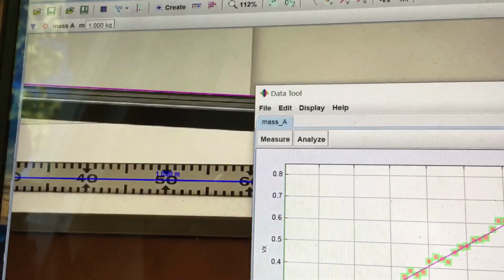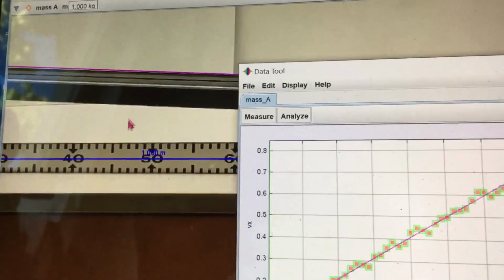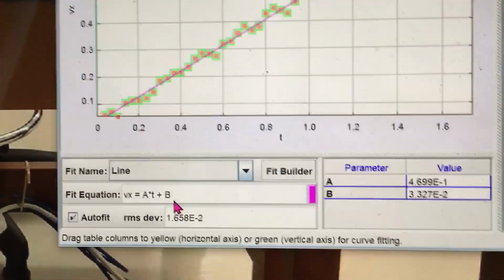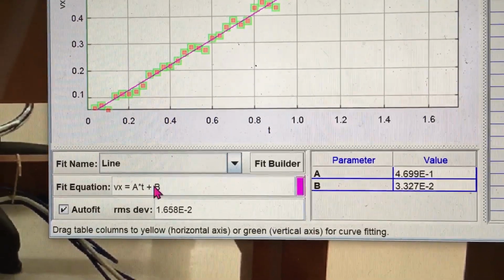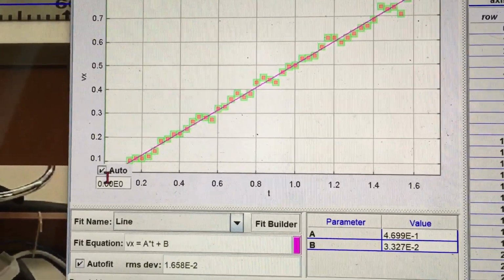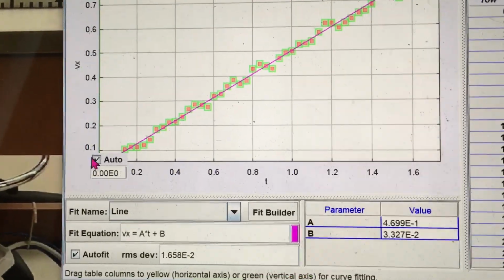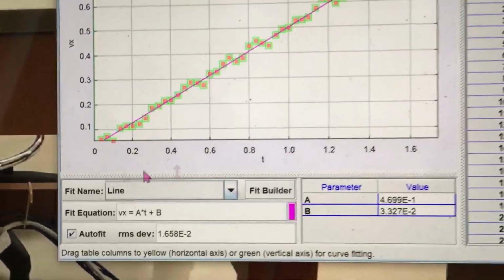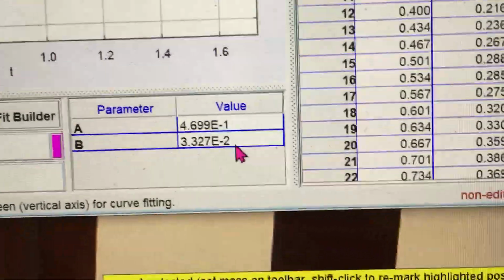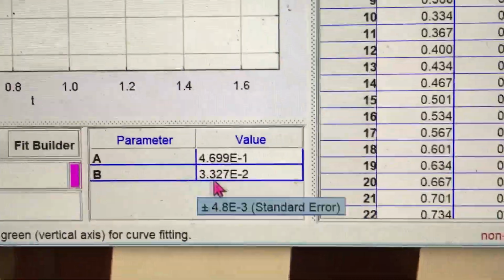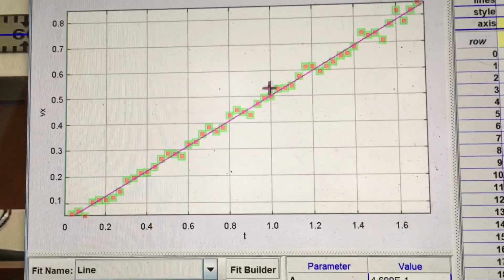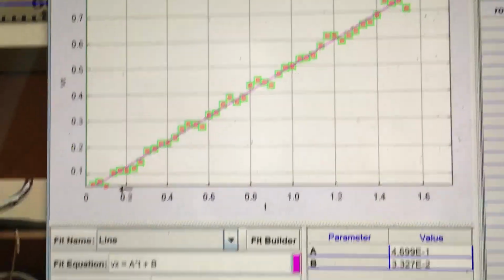We're not getting 9.8 because obviously this thing is not going straight down in free fall. It's on an incline. And then B here is your y-intercept. This is essentially where this thing would cross the y-axis, or the vx axis in this case. That number is given right here as 3.327 times 10 to the minus 2. That's not so important, but it gives you some information about how this line is passing through the data here.